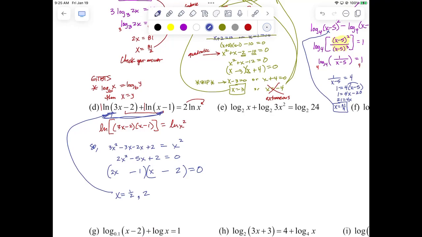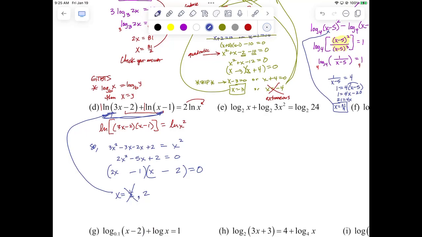When you plug in a 1/2 to the first one, 3 times a half is 3 halves. What's 3 halves minus 2? It's negative, isn't it? 3 halves is really 1.5. And 1.5 minus 2 gives us a negative answer. So I'm drawing an X through it. I'm not going to obliterate it. I still want to be able to see what's underneath there.